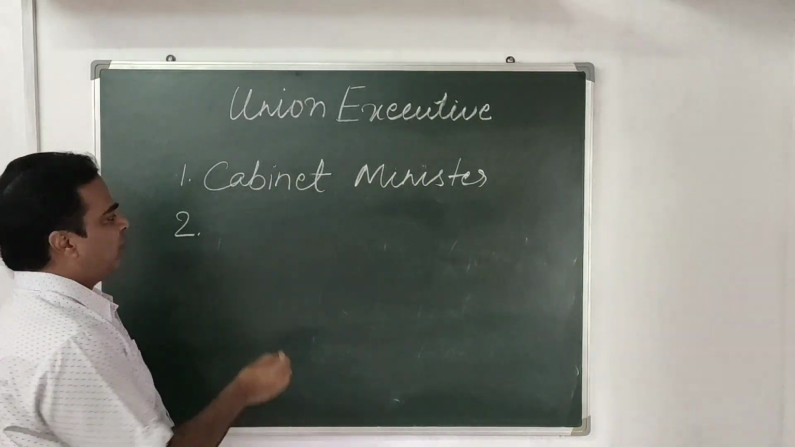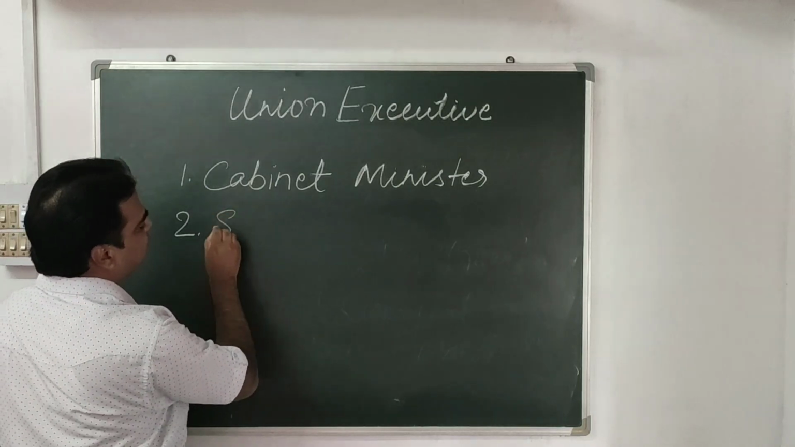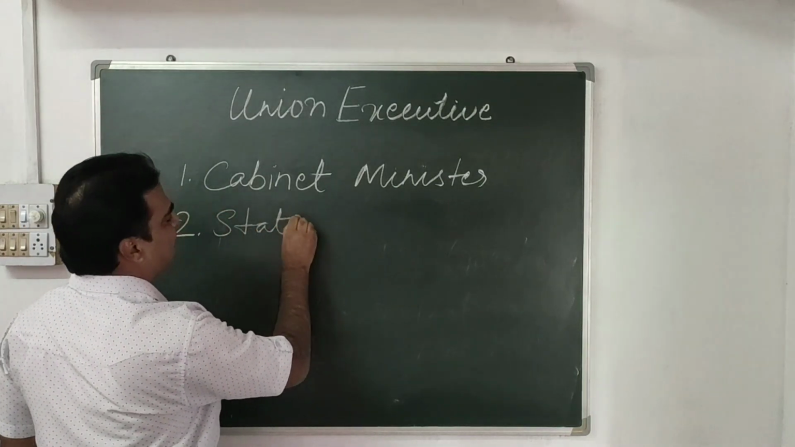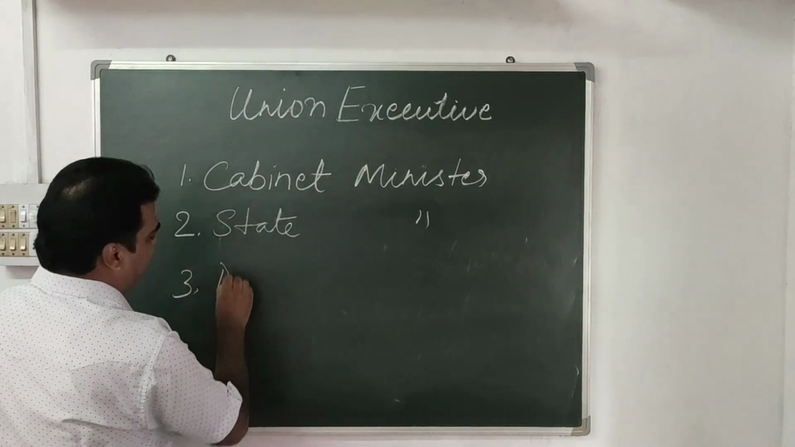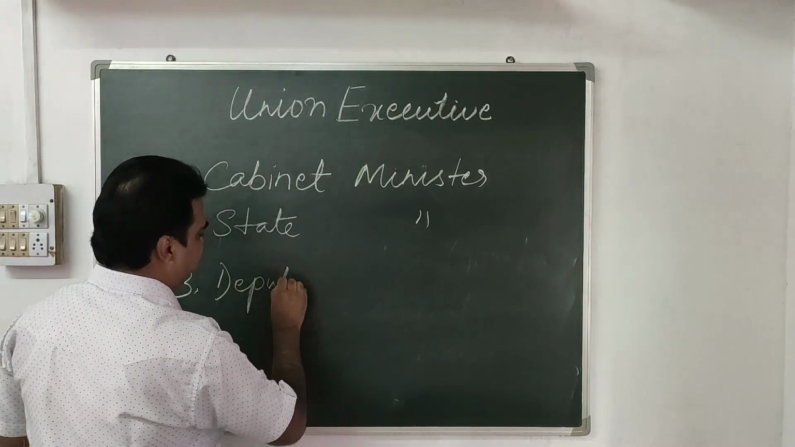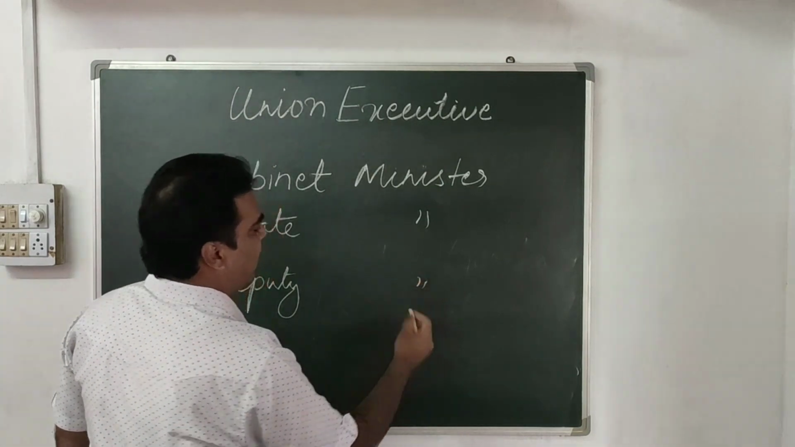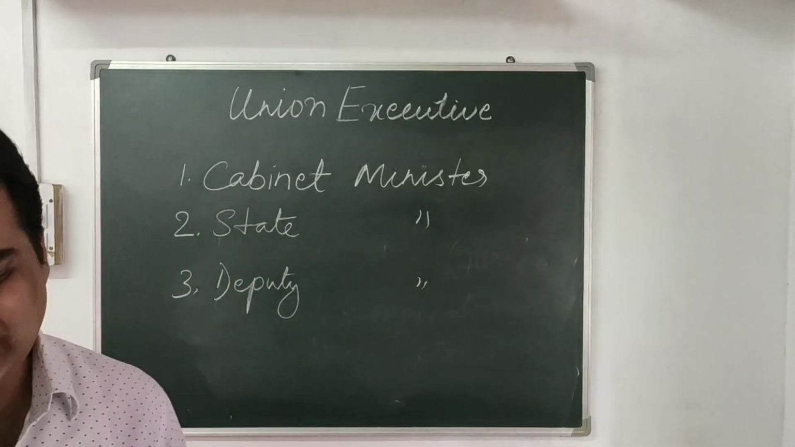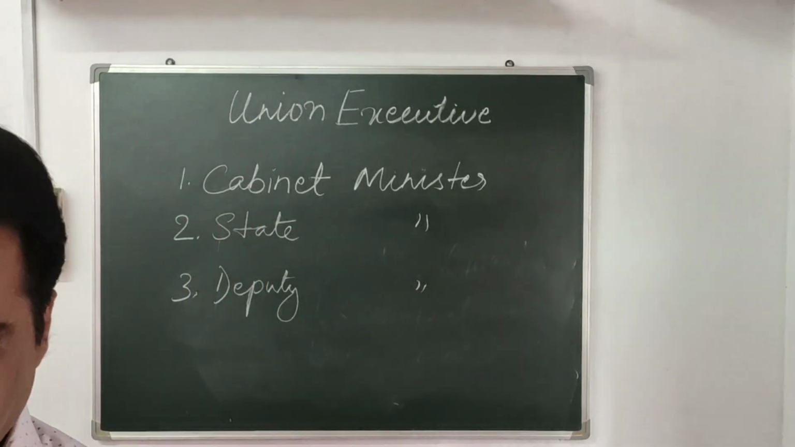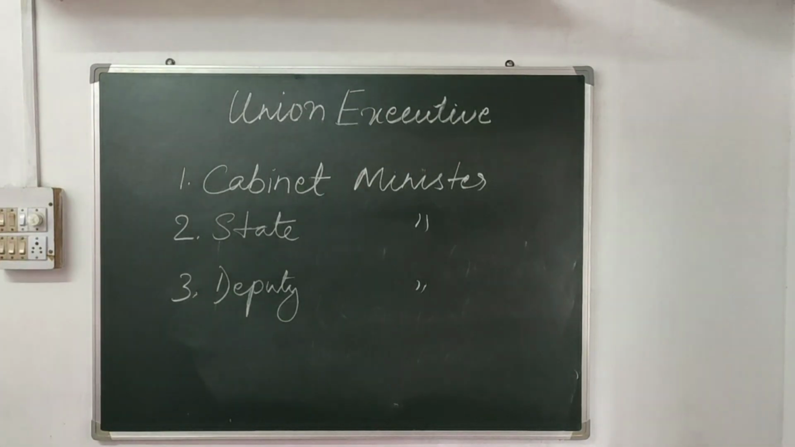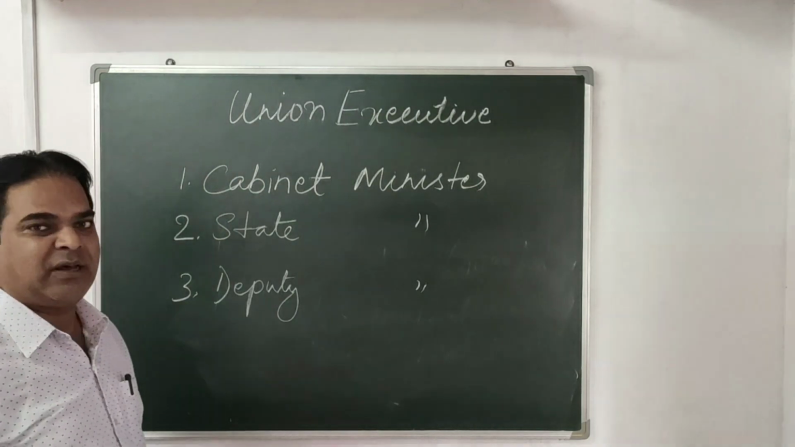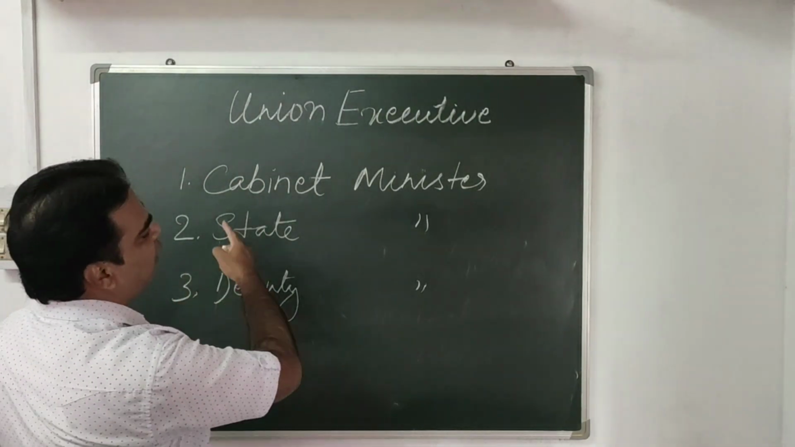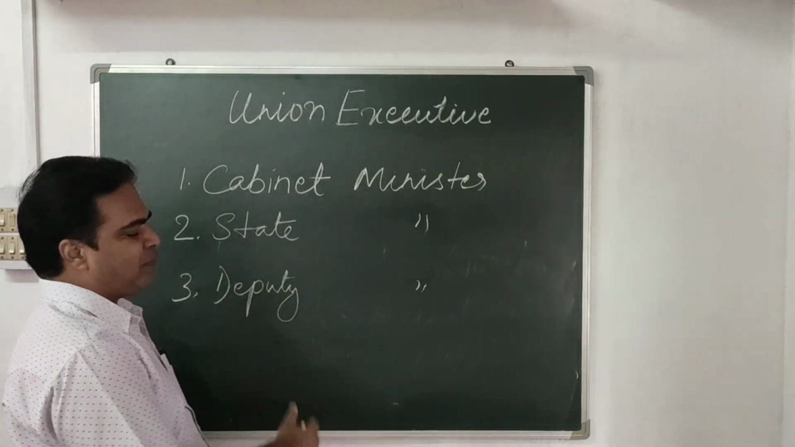Cabinet minister. Number 2, state minister, and number 3, deputy minister. State ministers, deputy ministers. So all these ministers together are known as Council of Ministers. So one by one, who all are cabinet ministers, state ministers, deputy ministers.